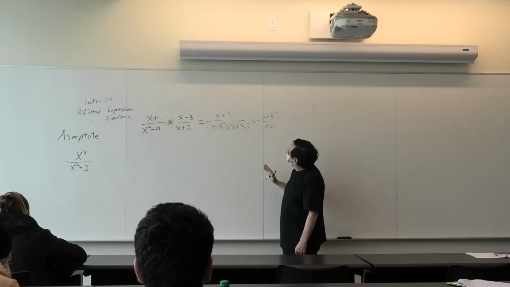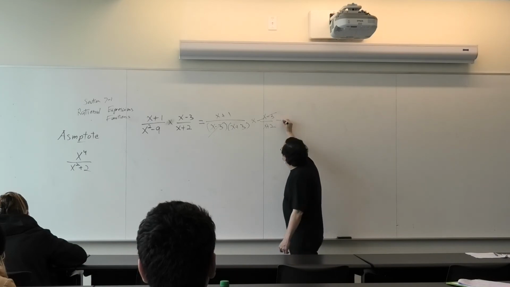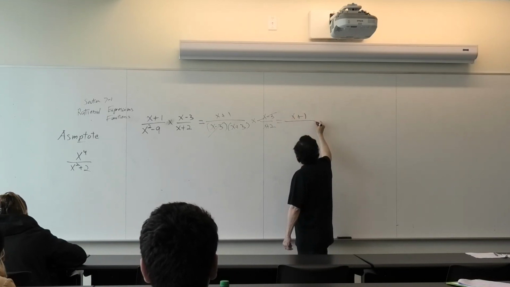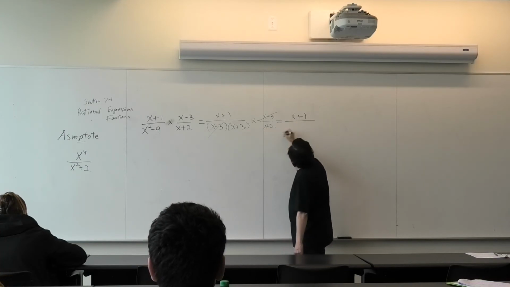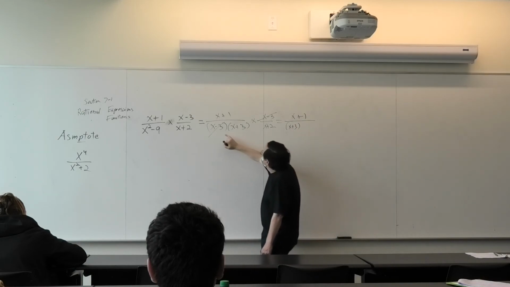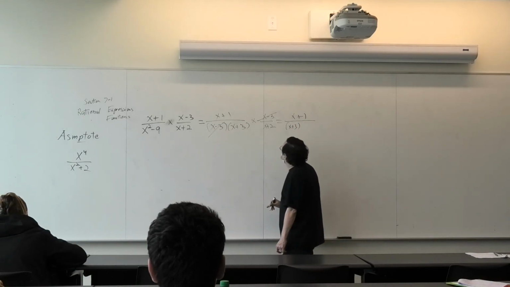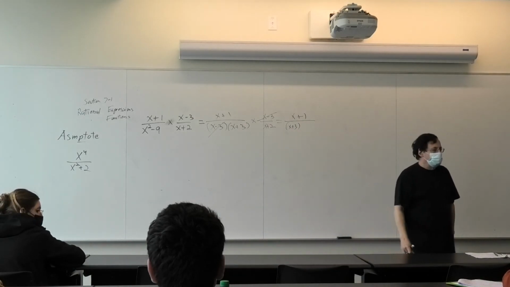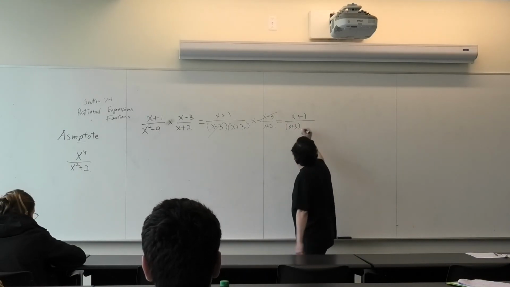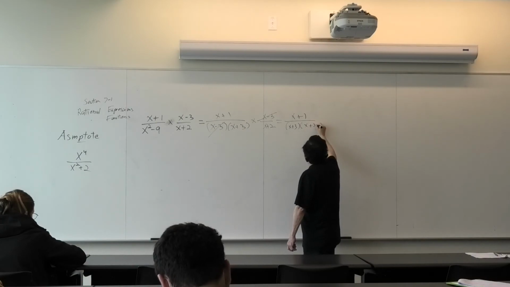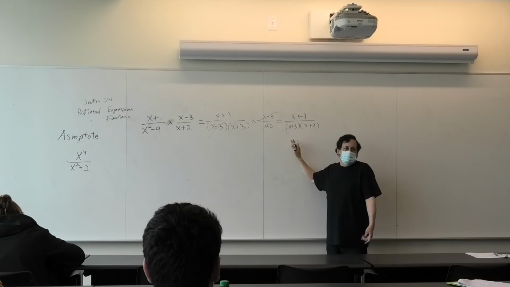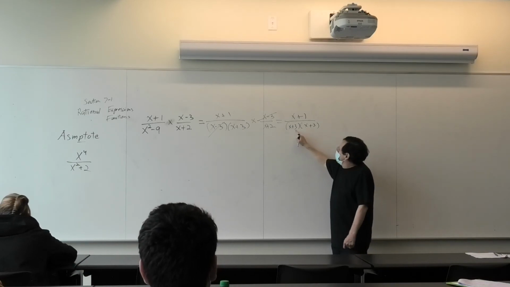Go ahead. So then that leaves you with x plus 1 at the top, then over x minus 3 times x. No, we got rid of that. Oh, yeah. So x plus 3 times x plus 2. Now you could FOIL this. It just depends on what you want to do.